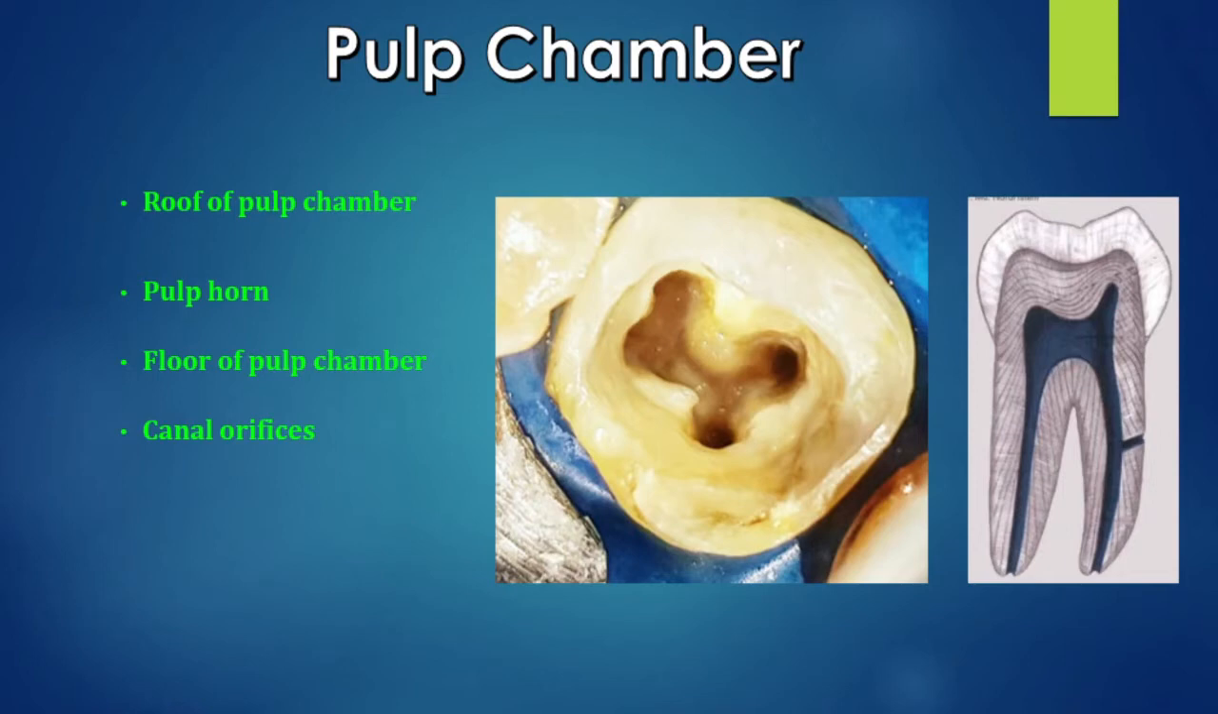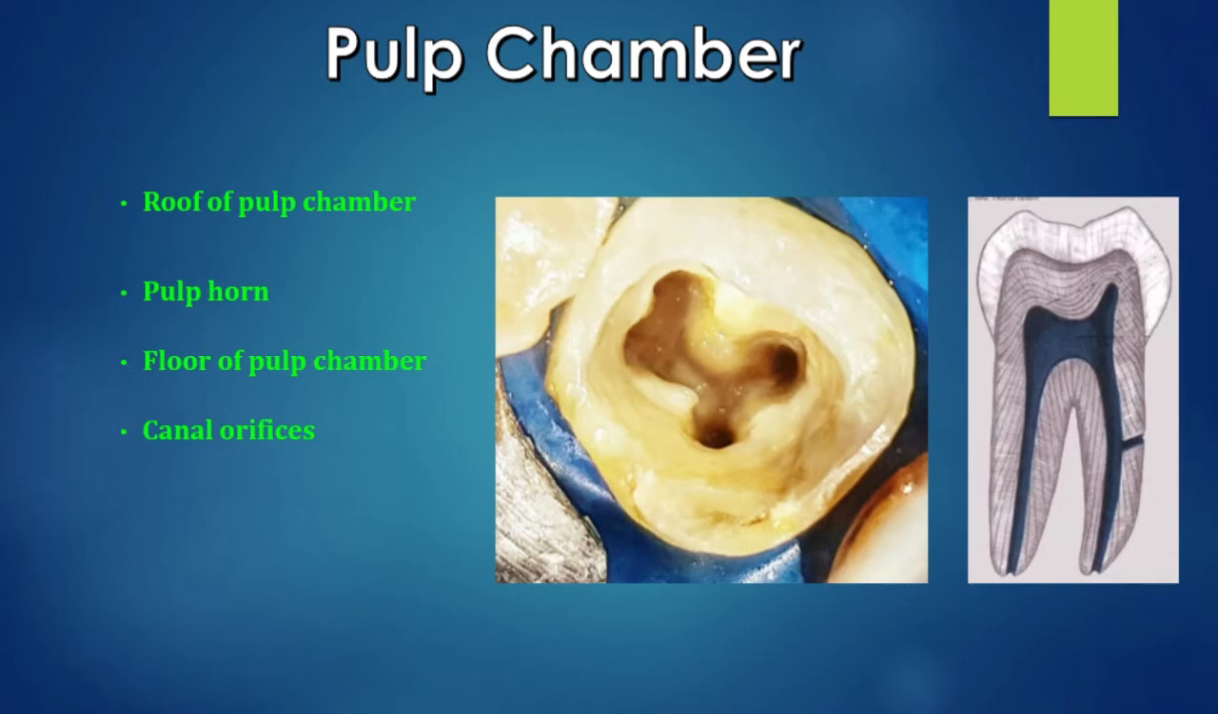All right, now let me start talking about the first part, which is the pulp chamber. Pulp chamber is made of the roof of the pulp chamber, which is the dentin covering the pulp chamber occlusally or incisally. Here is the dentin covering the pulp chamber occlusally or incisally in case of an anterior tooth. We have also pulp horns, which are an accentuation of the roof of the pulp chamber directly under the cusp, this one.